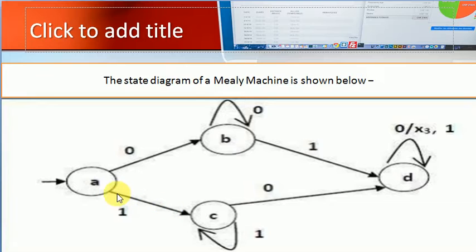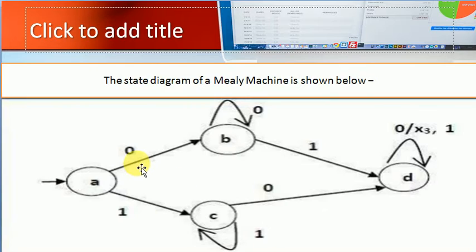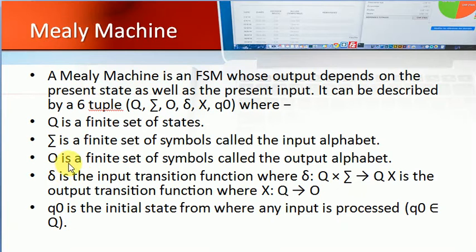Here Q is equal to A, B, C and D, or we can say the set of A, B, C, D, and Sigma is 0 and 1, and delta is the transition function, which we will see in the coming slides.